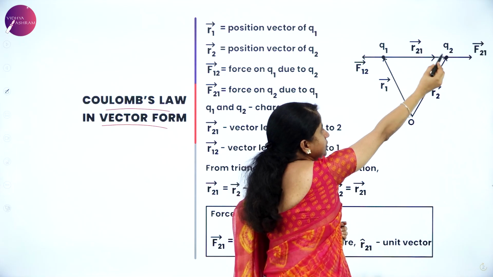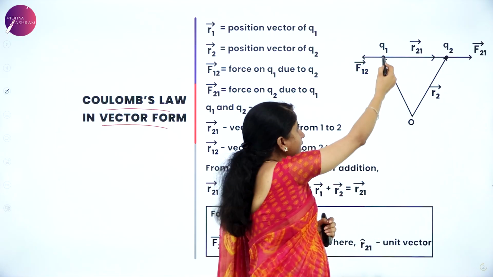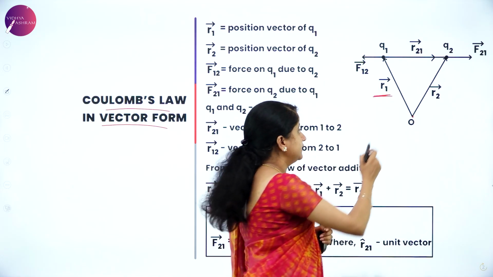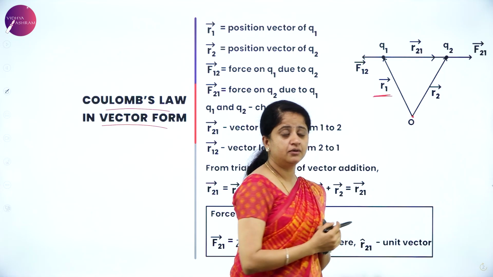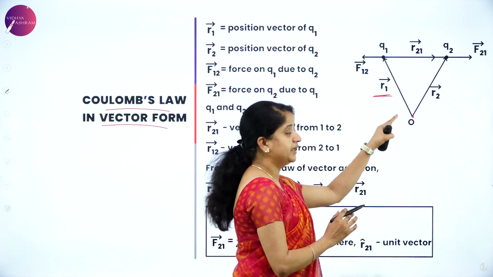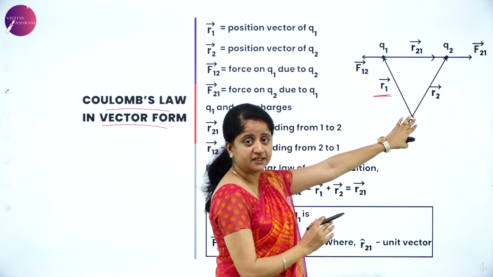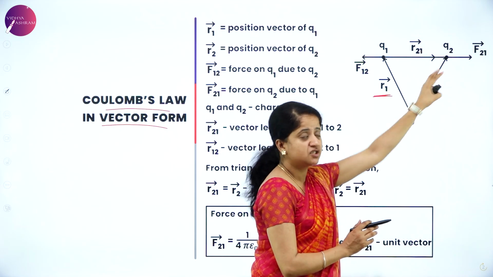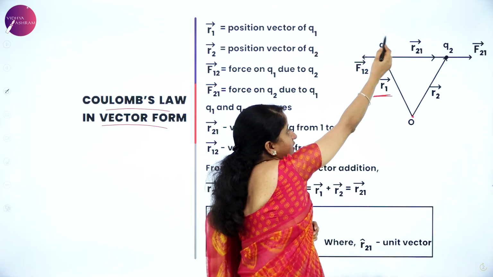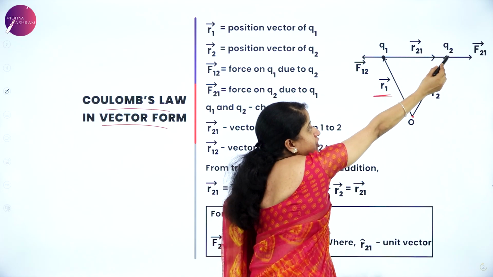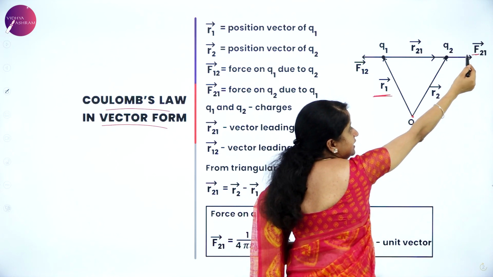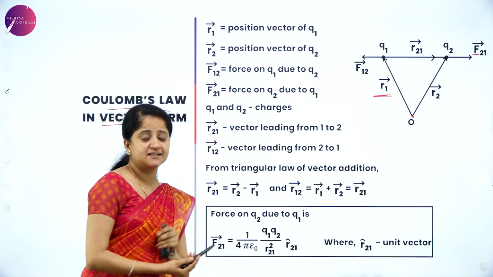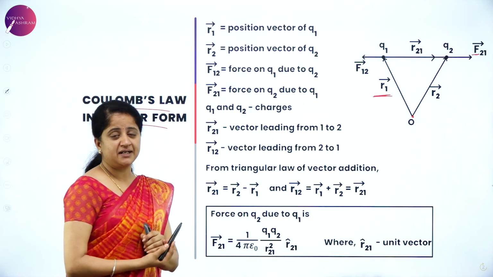I have two charges Q1 and Q2 which are separated by a distance, and O is the origin. The position vector is always calculated or observed from the origin. So R1 is the position vector for charge Q1, R2 is the position vector for charge Q2. And F12 is the force acting on one charge due to another charge. So this is the basic understanding of the diagrammatic representation.